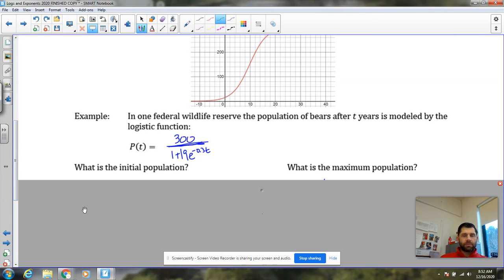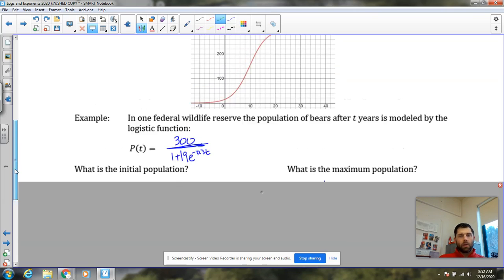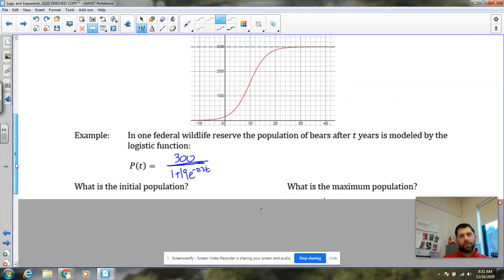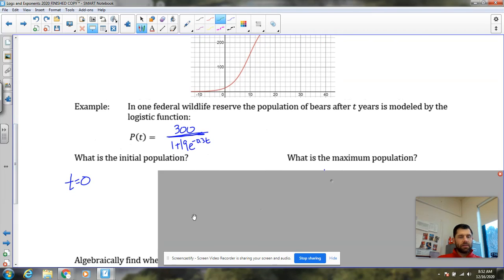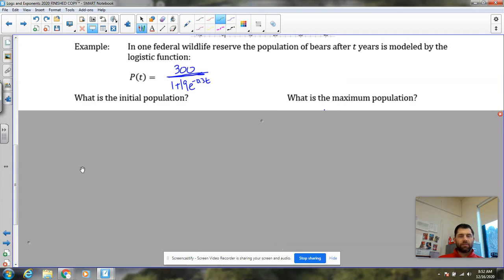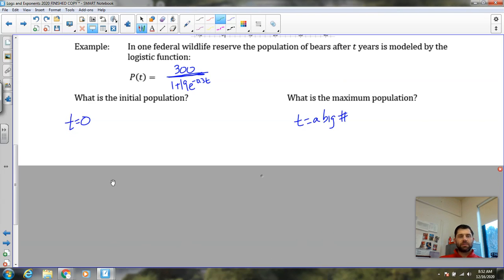So I'm going to give you a few minutes. Pause the video. Just play around a little bit. Think about what the initial population would be. How could you solve for that, either with the graph or algebraically? What would the maximum population be? That's probably pretty clear from the graph. And then, when is the time frame when the population of bears will be 150? So think about those three questions.